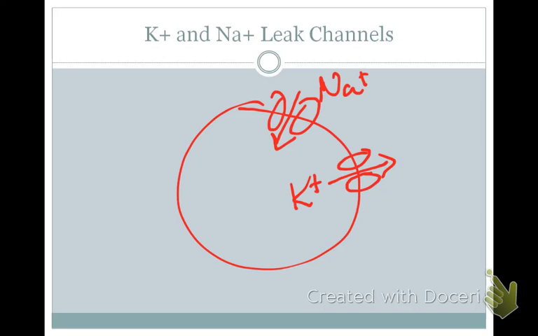Now, there aren't an equal number of sodium and potassium leak channels in the cell. There are about 10 times the number of potassium leak channels as there are sodium channels. So, in general, the cell membrane is more permeable to potassium than to sodium. Another key thing to remember about these leak channels is they're not gated. They're always open, and the ion will just flow down its electrical and chemical gradient, which we'll talk about in a second, how you figure out which way it will flow.